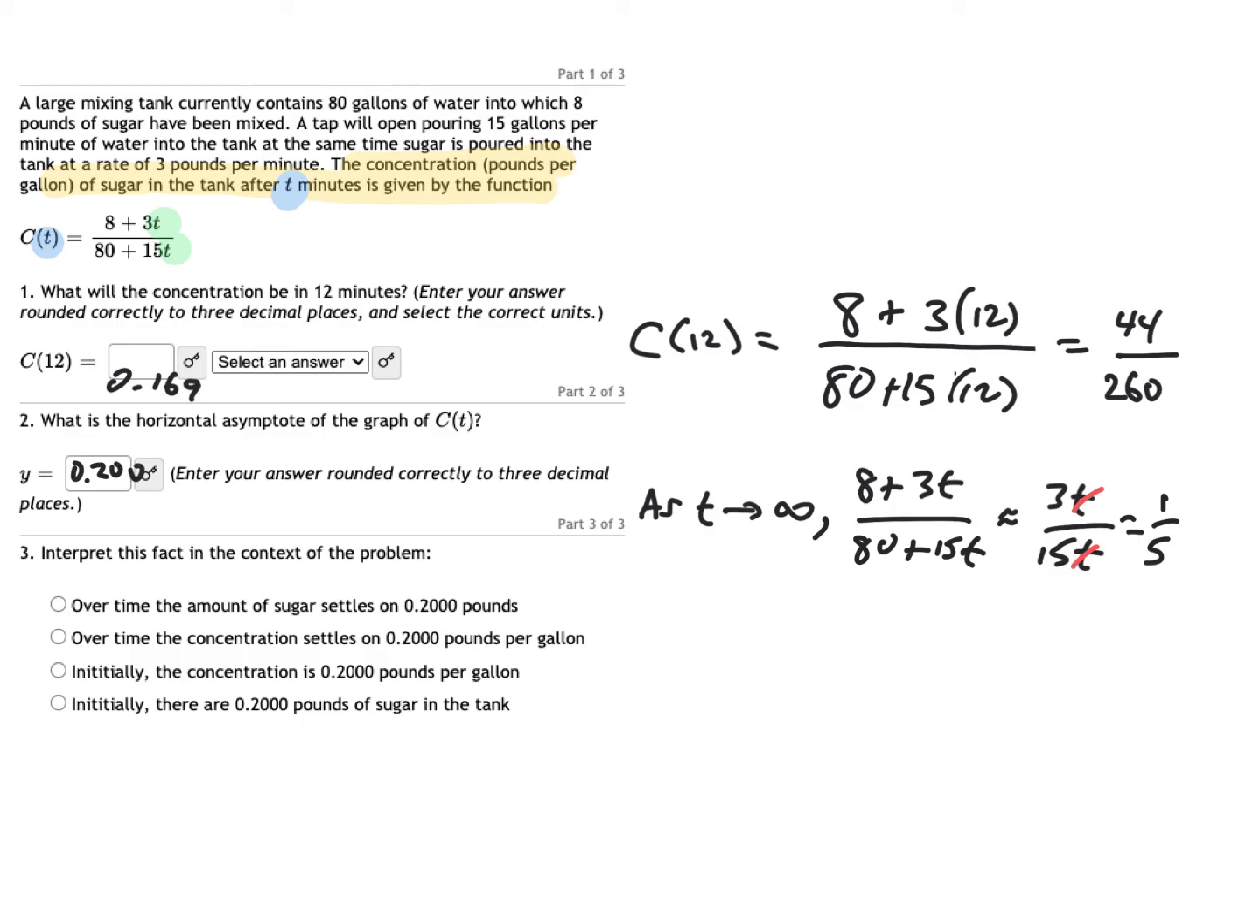0.200. And the interpretation there, because we're saying as T goes to infinity, that means over a long period of time, the outputs, and of course the outputs are concentrations, the concentration is getting closer and closer to this. So after 12 minutes, the concentration is 0.169, but if we just let the clock keep going and the time goes to 100 minutes, 1,000 minutes, 1,000,000 minutes, the outputs are going to get closer and closer to just 0.200. So the correct answer to the last box is that over time, the concentration is settling down on about 0.200 pounds per gallon.